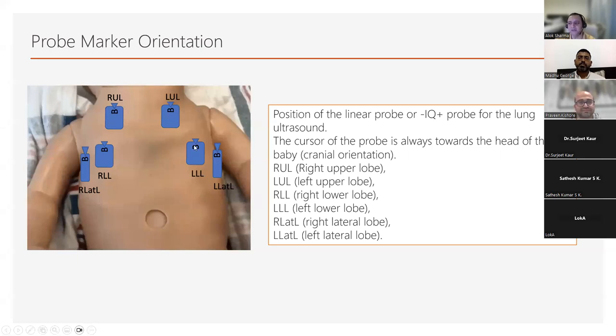Now, just in terms of the probe marker, so how do we organize the probe marker? So just remember, your probe marker is always cranial. So if you're doing scanning that's perpendicular, your probe marker will always be towards the head. It's cranial orientation. For longitudinal scanning, what I would say is your probe marker should always be towards the right shoulder.